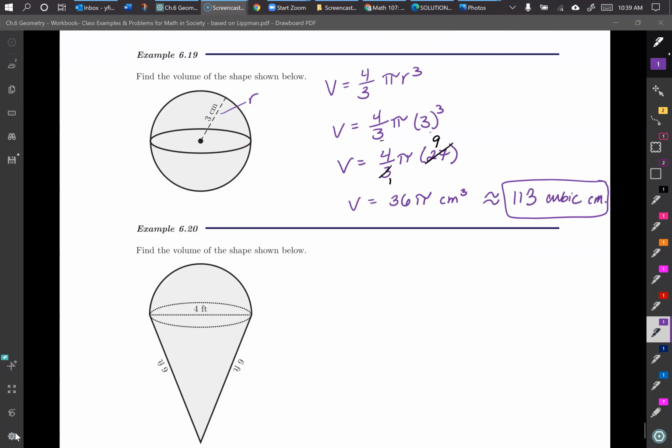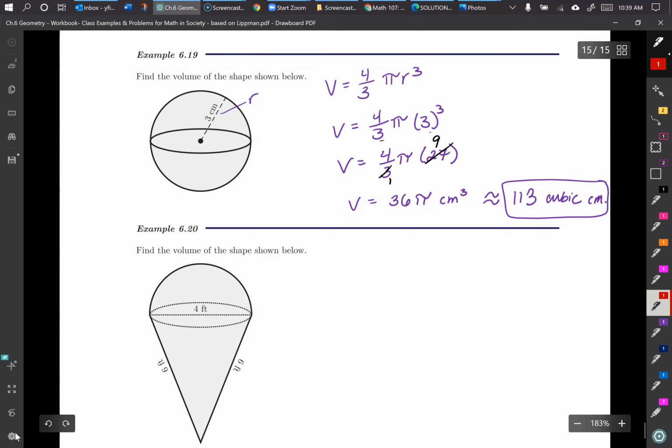So one more problem, and I'm going to have you do that as a classwork, so you can pause, complete, and check. And this one does have some missing pieces. One of the things is the height for the cone. So you need to figure that out.